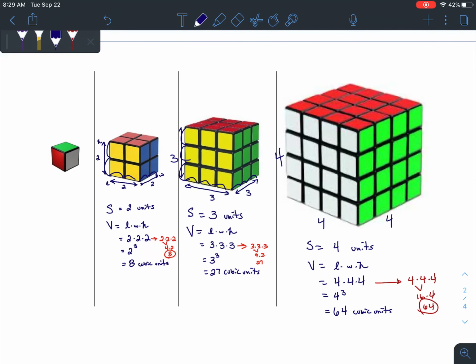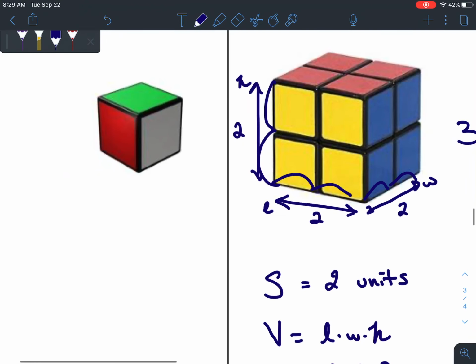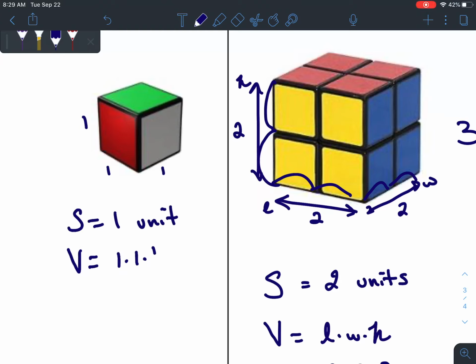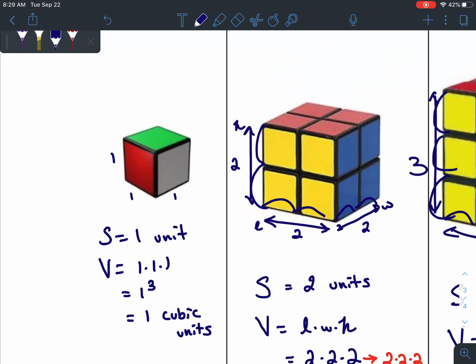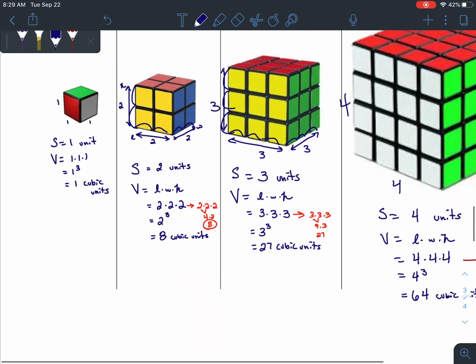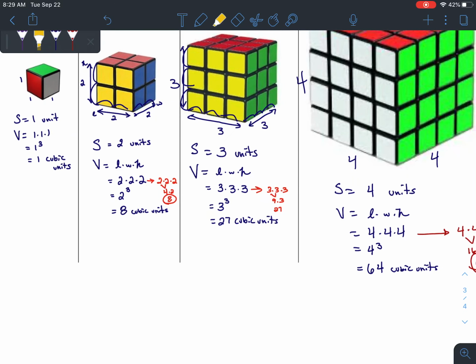Let's go back to that first one. What about this first one? Easier than you think. Yeah, it's just 1 unit. So 1 by 1 by 1. That means the volume is just also 1. And that's it. Nice. These numbers that you see here, 1, 8, 27, 64, are known as perfect cubes.